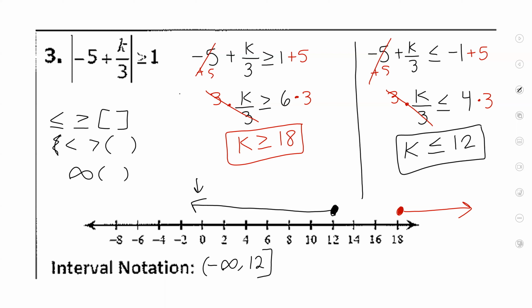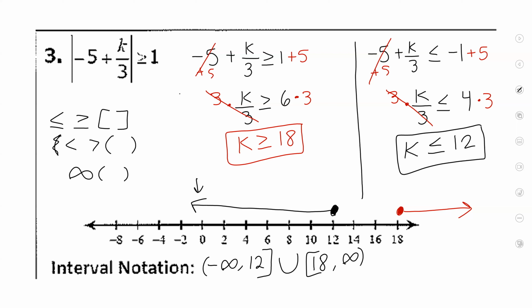Okay, now let's do the next one. This is the and symbol in math. It means union. That's just an and symbol. It means union in math, okay? And then we go to 18. That'll be a bracket because that's a closed circle. And I have an arrow. It goes off to infinity. Remember, infinities have parentheses. So that's how you write the interval notation. The k values are from -infinity to 12, and it includes 12. And then it picks up again at 18. It includes 18, and it goes to infinity.